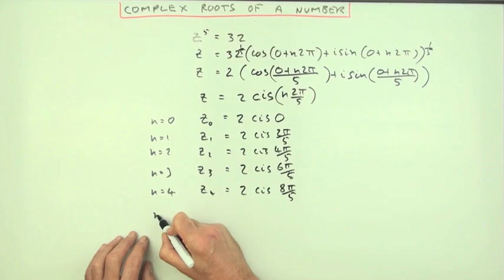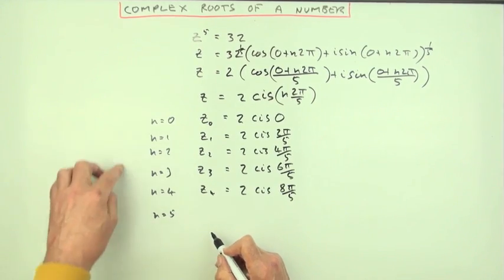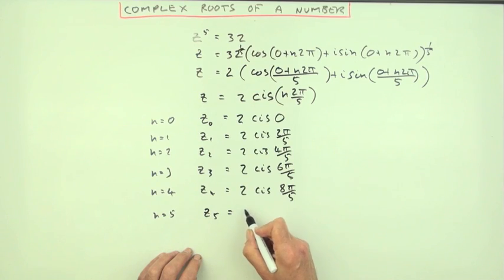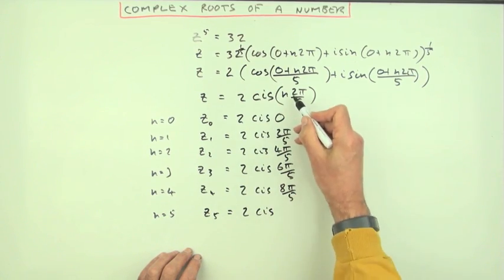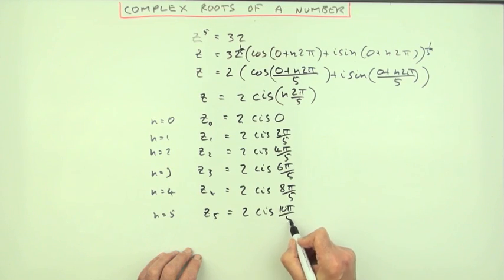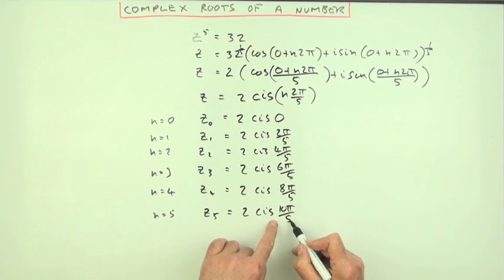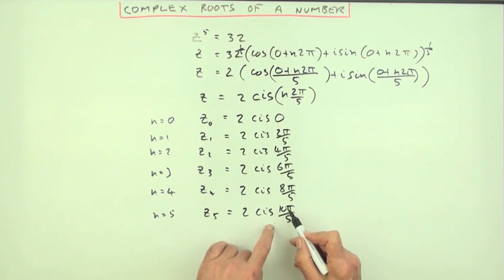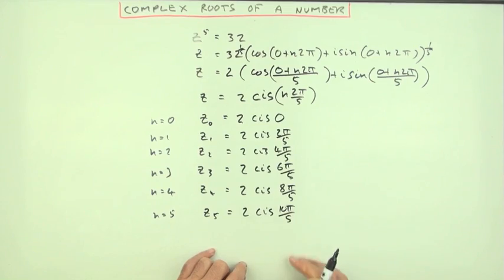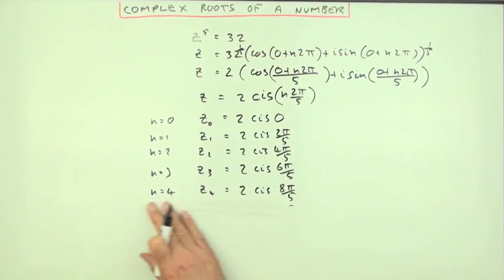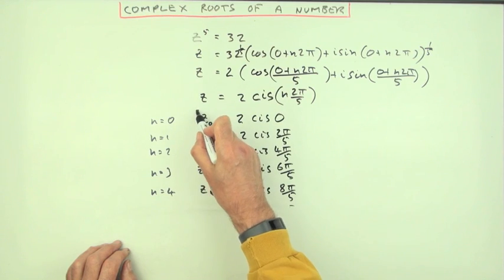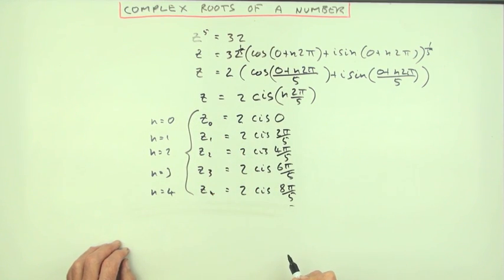Does that mean I can go to n equals 5 as well? Because that's 6 of them now. Z5 is 2 CIS, because when it's 5 it will be 10 pi upon 5. You say, oh wait a minute, 10 upon 5 is 2 pi, and 2 pi is just 0. I'm back to the start, so I don't need them. So those are the unique 5 roots.